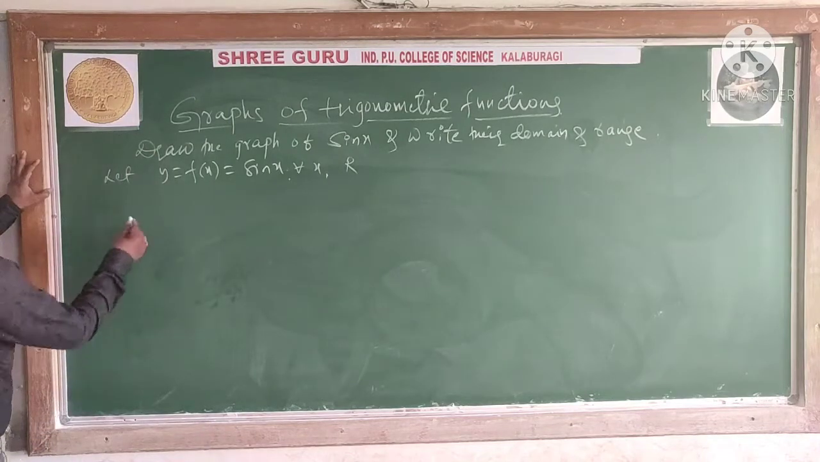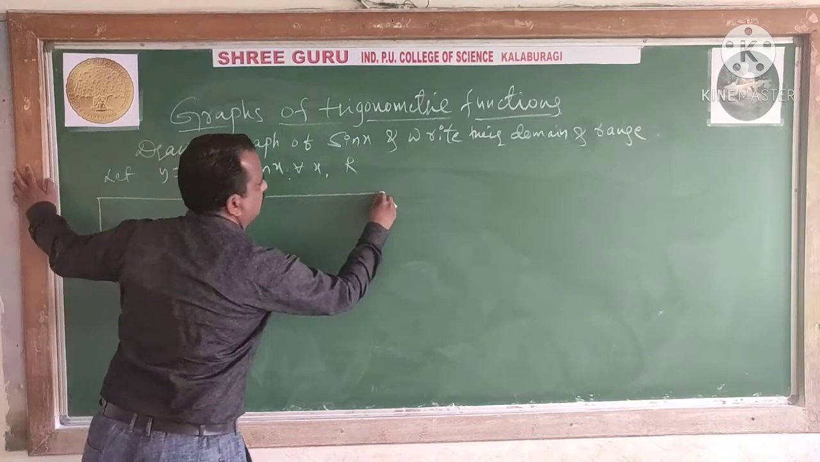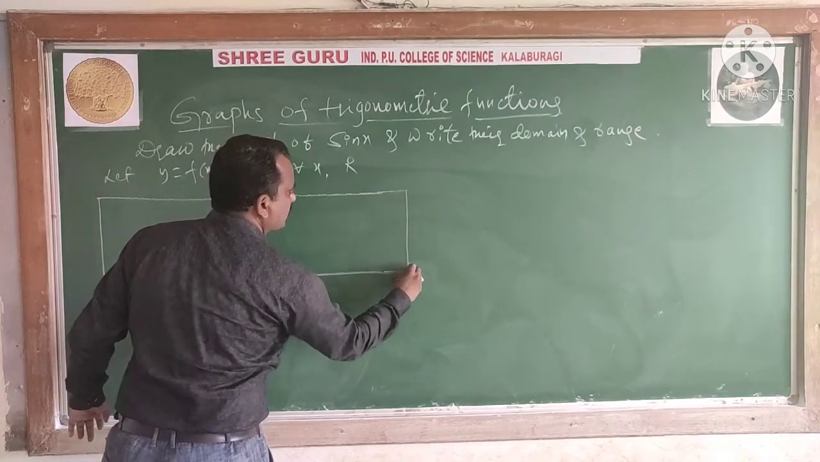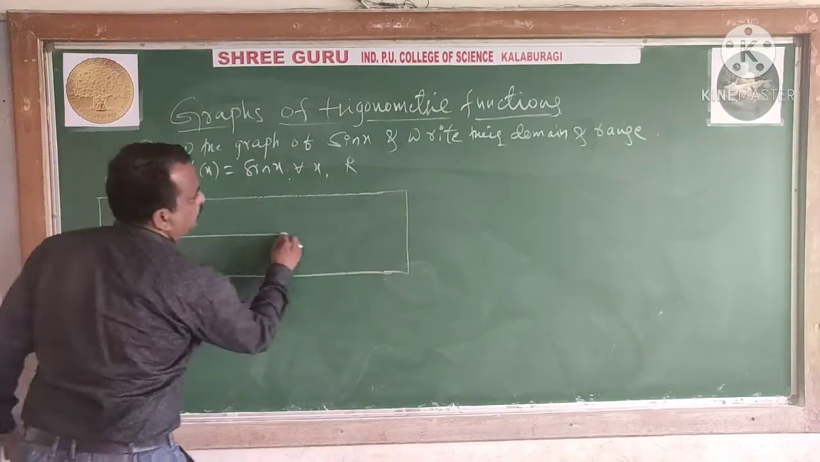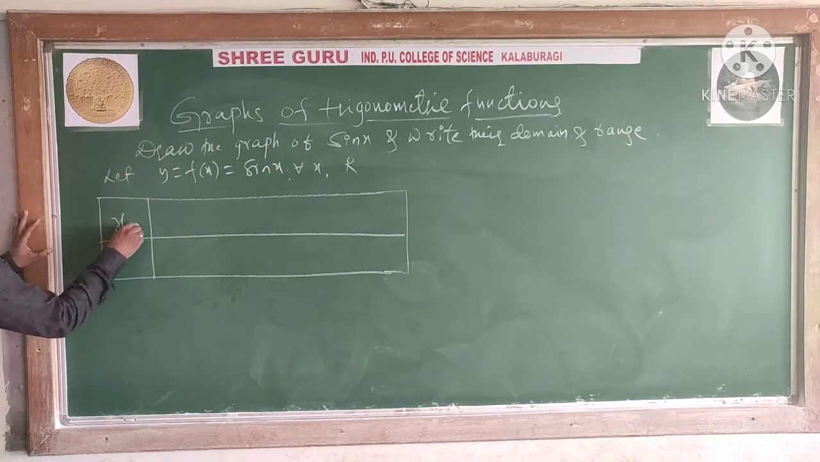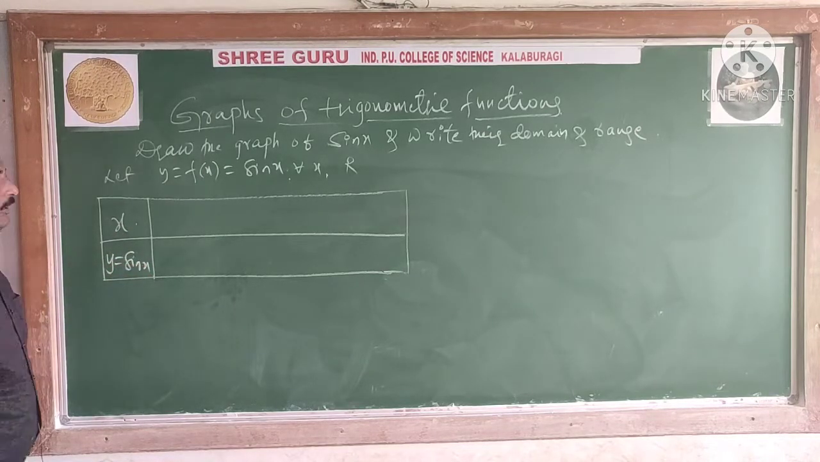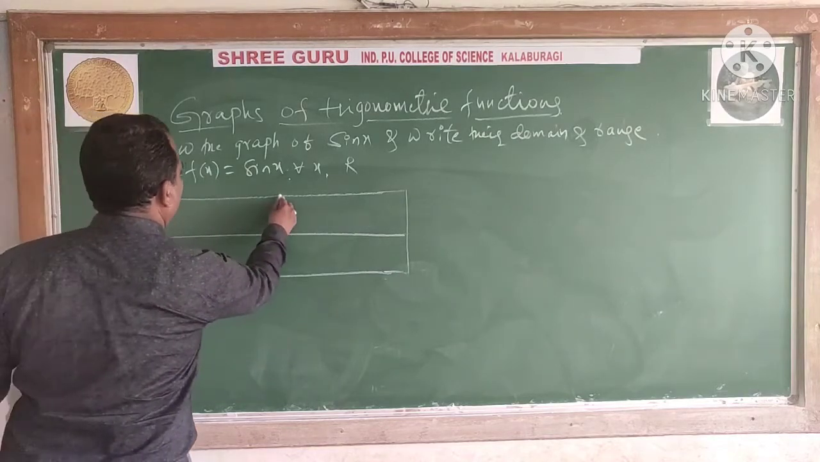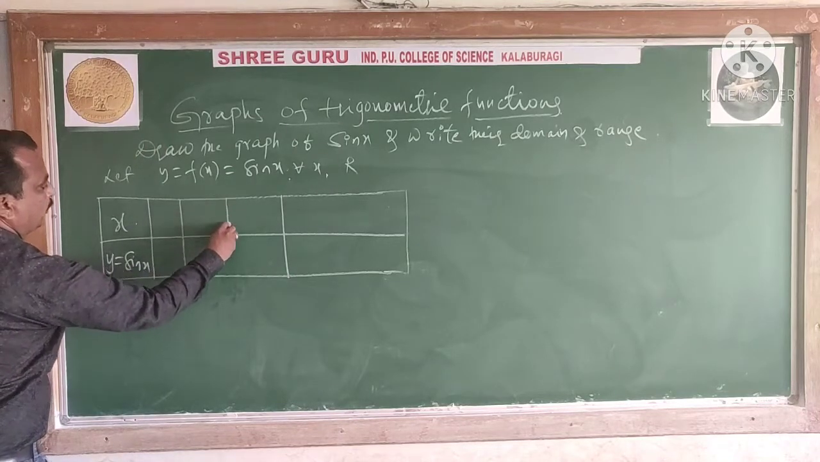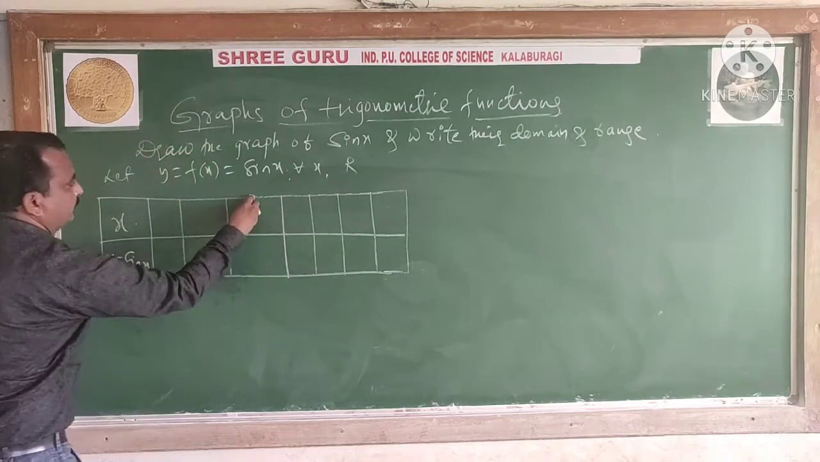Now here we make the table of sin x, and then we will calculate the values and draw the graph of the function. Now see, x values will be given and y calculated. What is y? y is equal to f of x is equal to sin x. We are giving the x values and finding the y values.